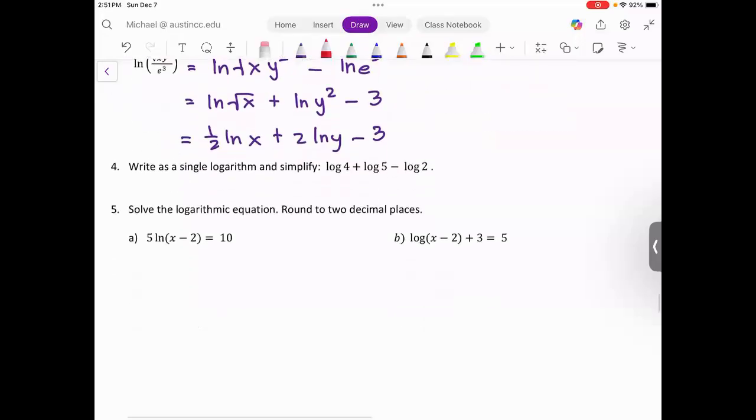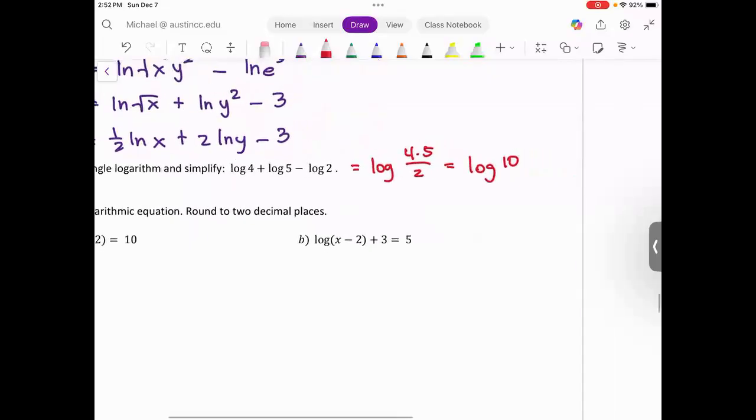For the next one, we want to combine them. Now, we can do this in multiple steps, or we can do this all in one step. So here we have log 4 plus log 5. That means we use that product property. We're going to have 4 times 5. And we have minus log 2, which means divided by 2. This is log of 10.